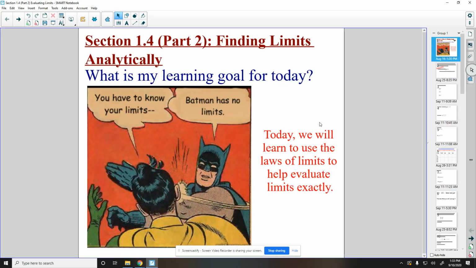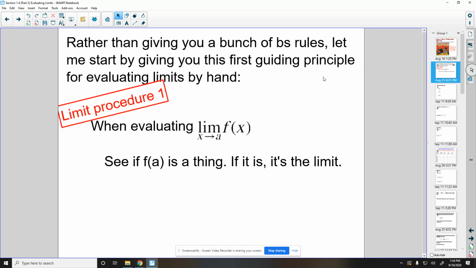Hey guys, we're going to get into the analytical side of finding limits today. What that means is you're going to be looking at problems where you don't have pictures of graphs to guide you through. Last year when we learned parent functions, this is kind of why. I was anticipating what was to come, and this is part of the reason why we hit parent functions so hard last year.